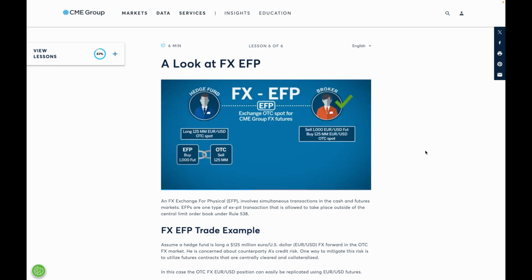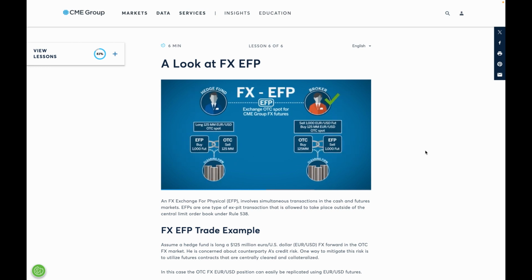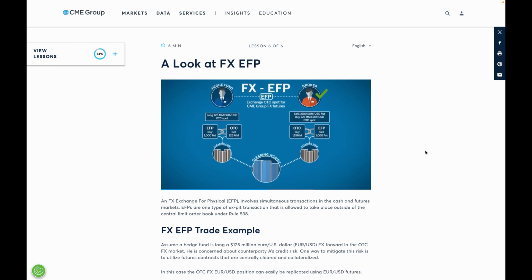The broker writes up the counterparty side of the transaction, which is buying 125 million Euro US dollar FX OTC spot and selling 1,000 Euro US dollar FX futures. Both parties report their side of the transaction to their respective clearing firms, which in turn submit each trade to the clearing house. Once the trades are submitted to the clearing house, the long futures position resides in the book of the hedge fund and the short position on the broker's customer account. The transaction is complete, and these new futures positions are just like any other open futures positions. They are subject to margining and can be offset at any time.